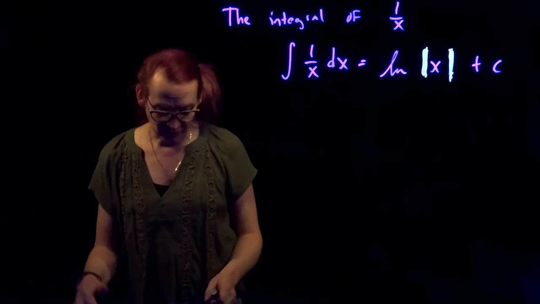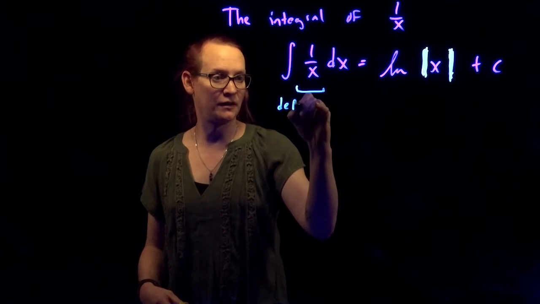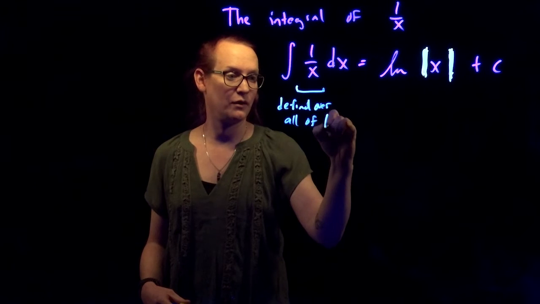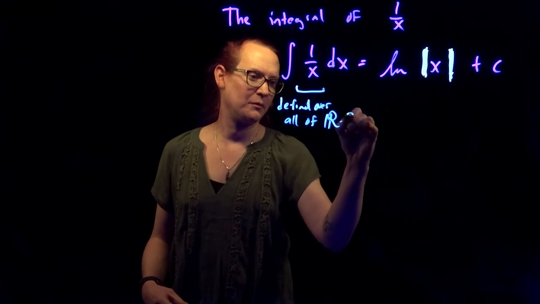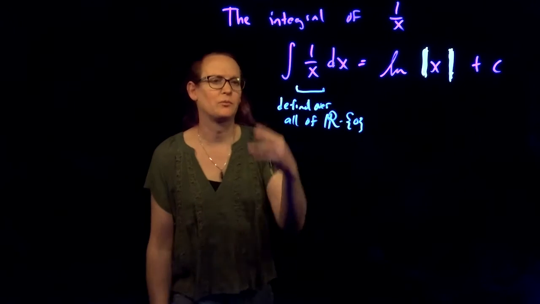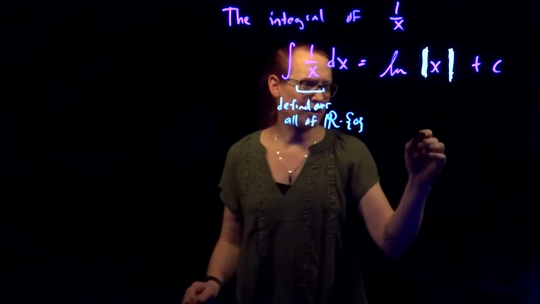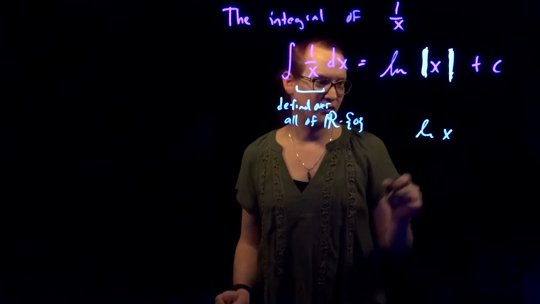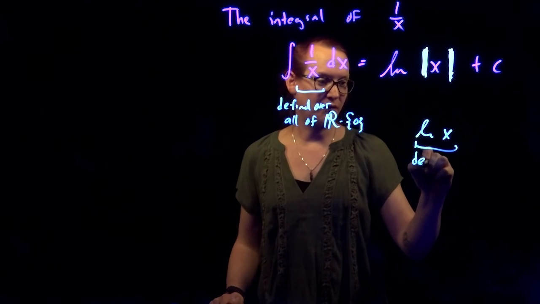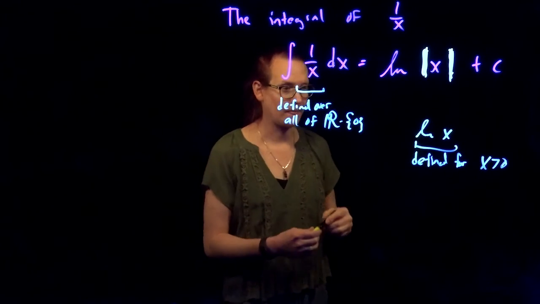I think the most succinct reason is to say that this thing right here is defined over all of the real numbers minus the origin, because we're not going to divide by 0. Whereas the function natural log of x, if I don't have absolute values right here, this part right here is defined for x greater than 0.